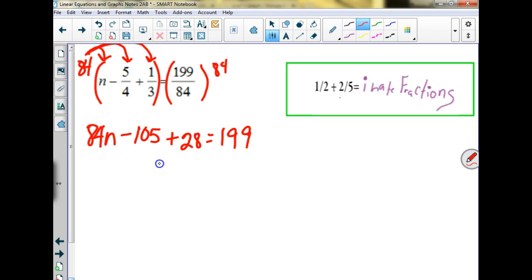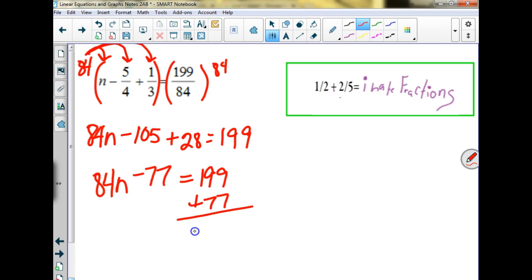Okay, combine like terms over here. Oh, I hate subtracting in my head. 77? It's probably wrong. Is it 77? Okay, but it's negative, right? Okay. Plus 77 would be what? 276. Does this one come out nice or not? Okay.